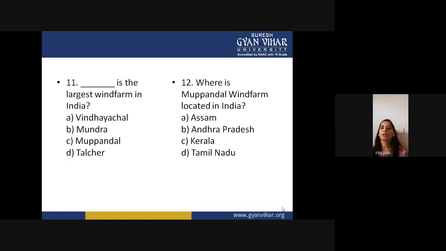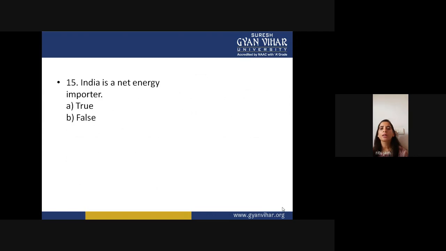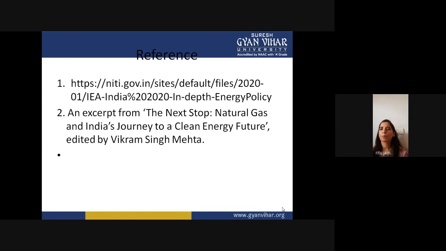So this is all. And the next question is, where is the largest wind farm in India? So Muppandal is the largest wind farm in India. Next question is, where is Muppandal wind farm located in India? It is located in Tamil Nadu. In 2017, India ranked third in coal consumption. India has 22 nuclear reactors in operation. Yes, this is true. India is a net energy importer. It is also true.